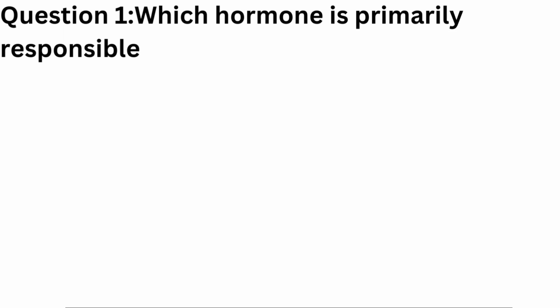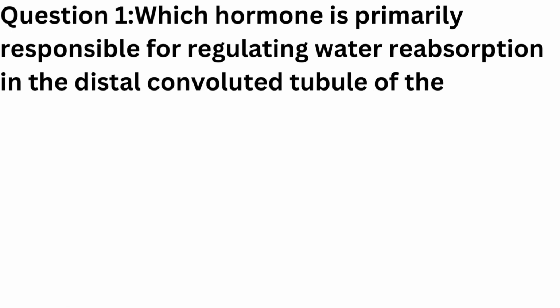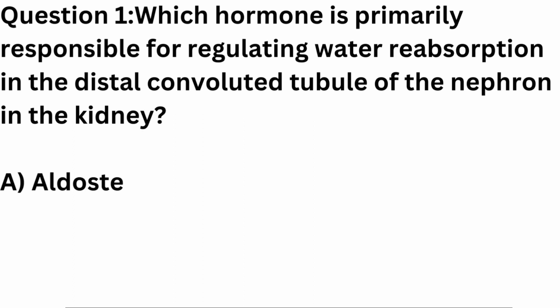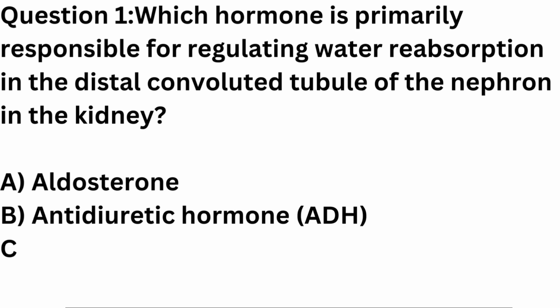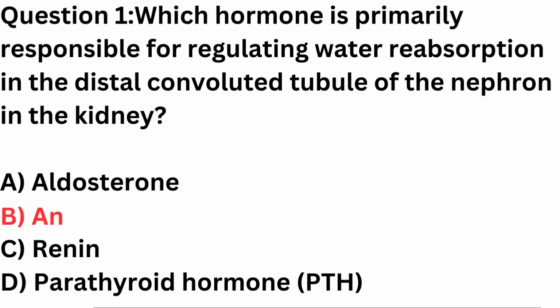Question 1. Which hormone is primarily responsible for regulating water reabsorption in the distal convoluted tubule of the nephron in the kidney? A. Aldosterone. B. Antidiuretic hormone, ADH. C. Renin. D. Parathyroid hormone, PTH. The correct answer is B.